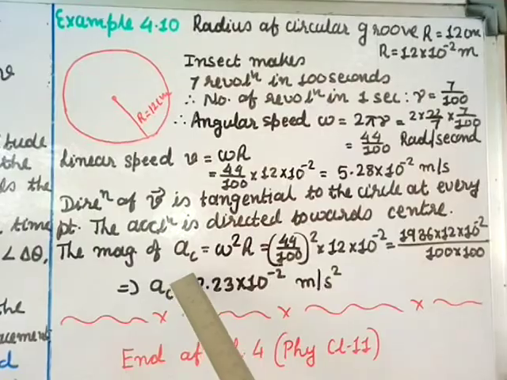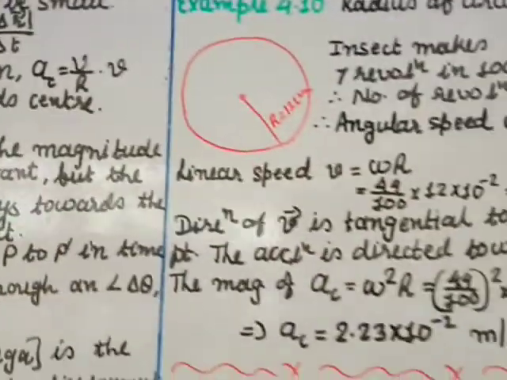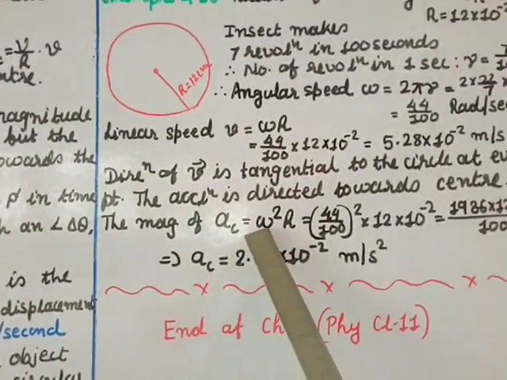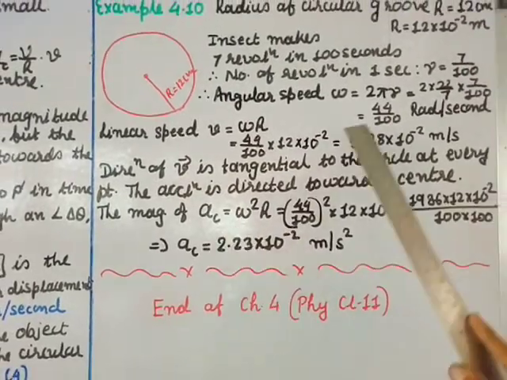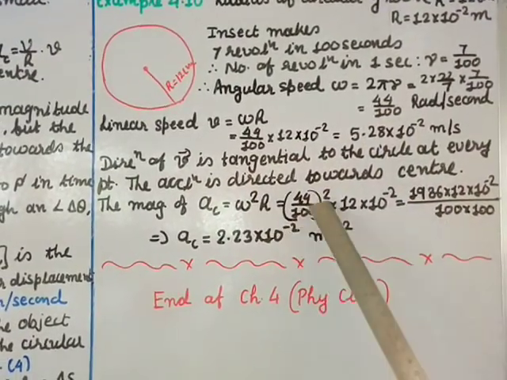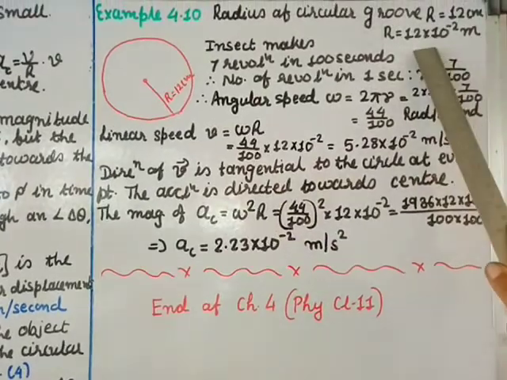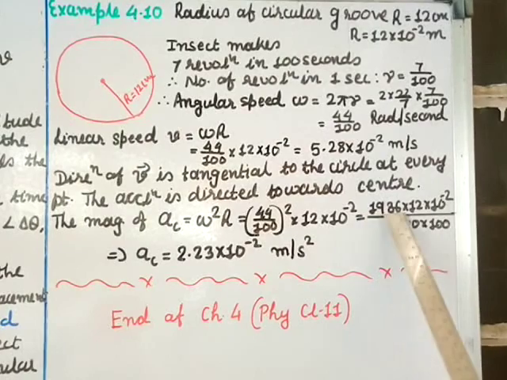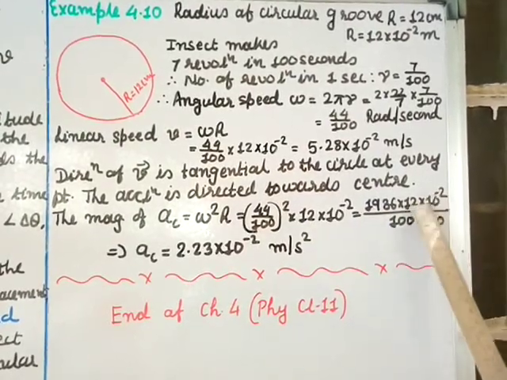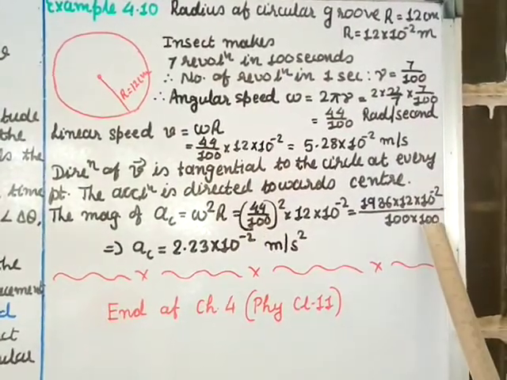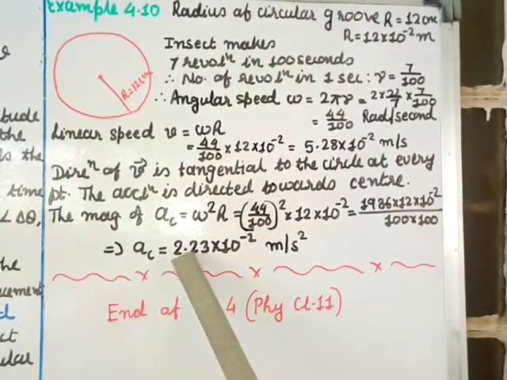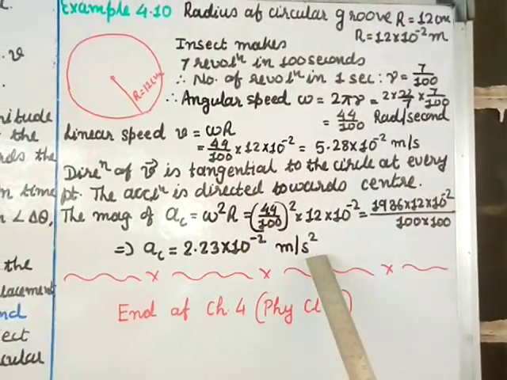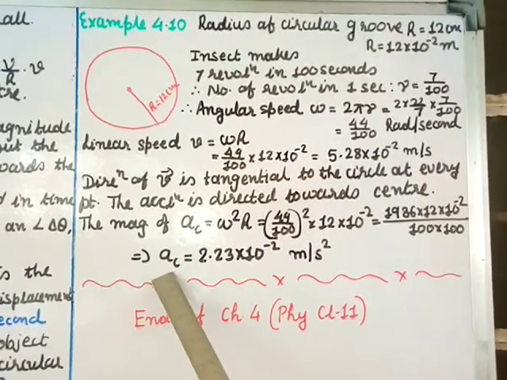So the magnitude we find using the formula omega square into r. You can use this value also, because we have found both, you can use any. I am using omega square into r. So the omega value we have found here: put the value 44 by 100 whole square, and the radius is given as 12 into 10 power minus 2. 44 square is 1936, and 12 as it is, 10 power minus 2, 100 square, 100 into 100. You simplify, you get 2.23 into 10 power minus 2 meter per second square. That is the centripetal acceleration in magnitude.